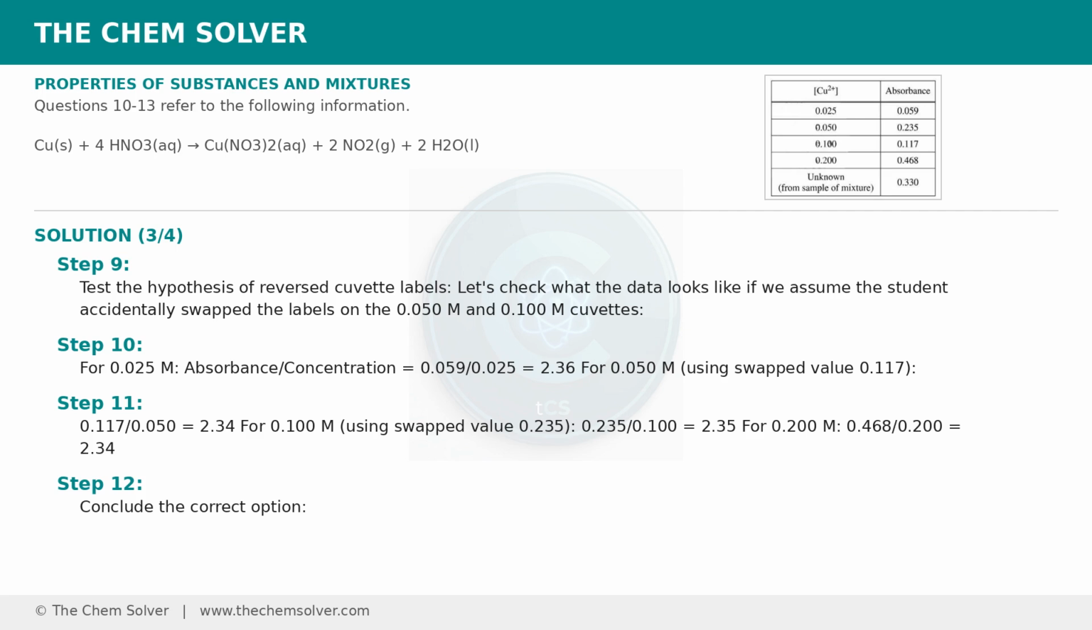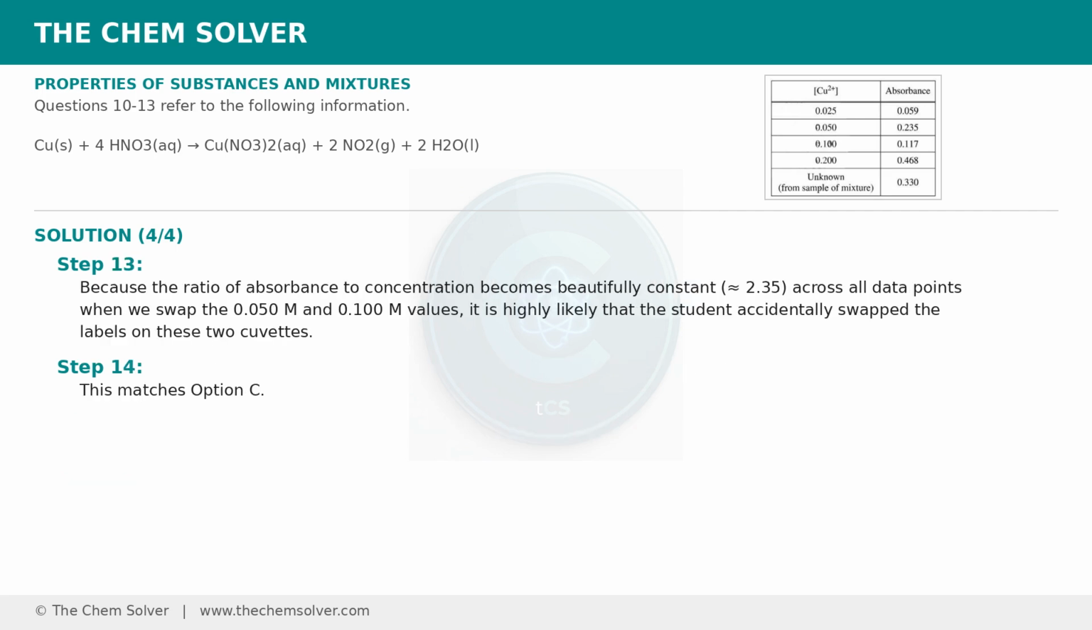Conclude the correct option. Because the ratio of absorbance to concentration becomes beautifully constant, approximately 2.35, across all data points when we swap the 0.050 molar and 0.100 molar values, it is highly likely that the student accidentally swapped the labels on these two cuvettes. This matches option C.